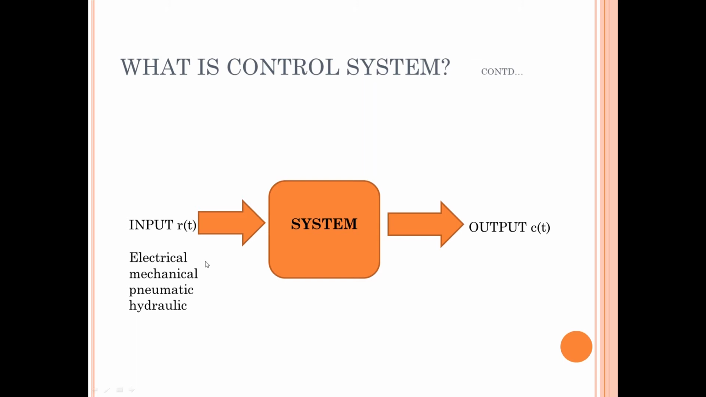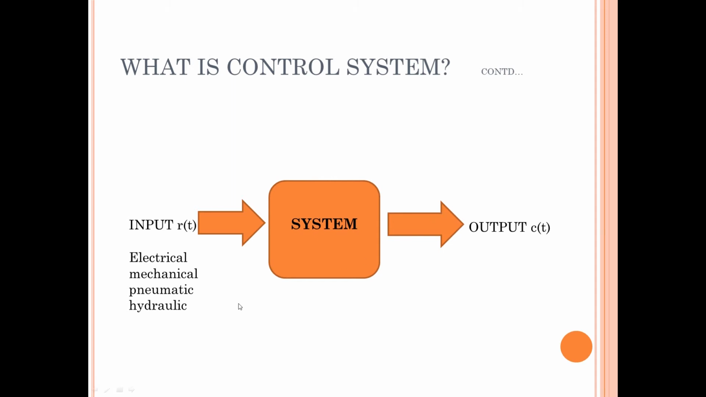Now, the inputs are different types of signals. That means electrical, mechanical, pneumatic, hydraulic, and biomedical signals, or different physical variables like temperature, pressure, liquid level, or electric voltage. All of these can be used as the input of the system, and the input of the system will produce the output. Throughout this course, we are going to study the single input, single output system. That means only one input will be present, and according to that input, only one output will be produced.